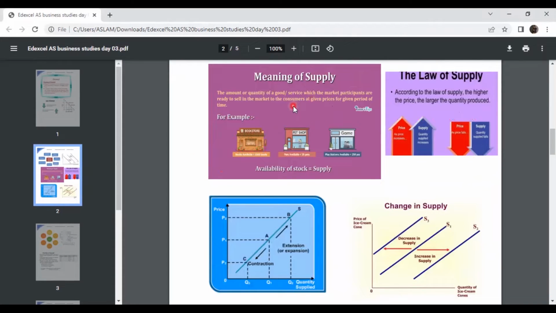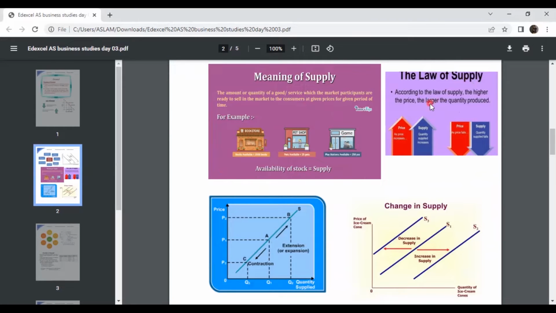Meaning of supply: the quantity of goods and services which the market participants are ready to sell in the market to the consumers at given prices for a given period of time. So when we expect what type of product we can purchase at a certain period of time, and the willingness and the ability to sell a product. Earlier in demand, willingness and ability to purchase a product. Here, willingness and ability to sell a product is known as supply.